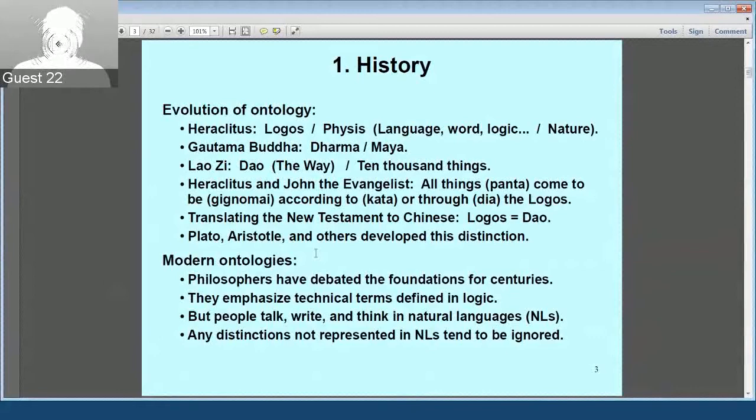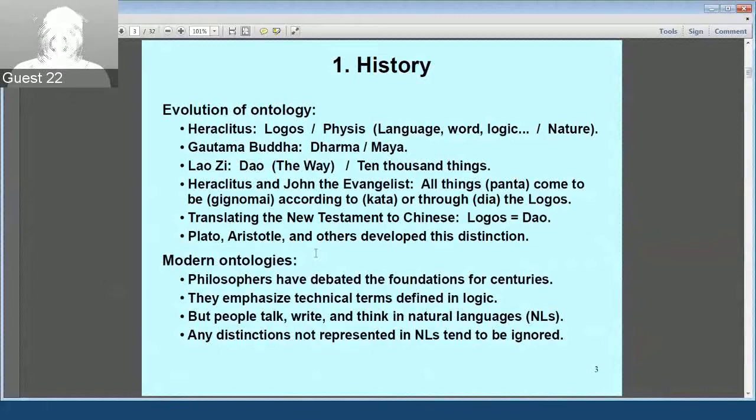Now, modern ontologies: philosophers have been debating these things, and the debates continue. And one of the points that I have maintained is that we need a version that is as neutral as possible among all the various debates. There are technical terms that are defined in logic, but people still talk, write, and think in the natural languages. And if those terms don't have a smooth mapping to and from the languages they speak, the formal system is what will be ignored. And this is a serious problem. It has been and will be.